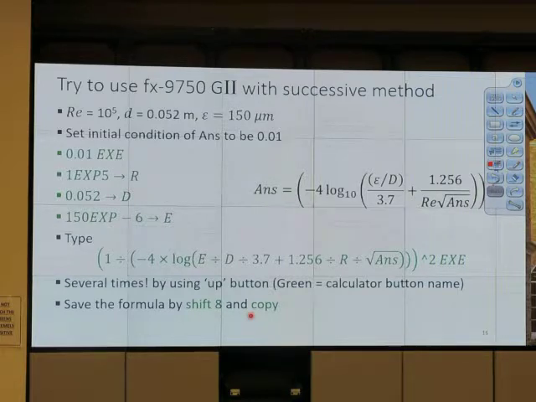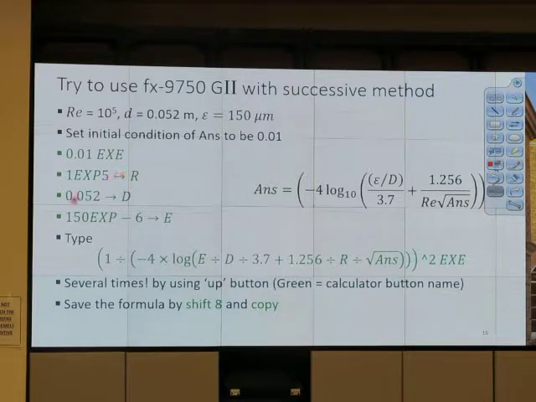Okay, the successive method is the one that you can do with a calculator. How do you type it? You put 0.01 and press the equal sign, or EXE over there. Then 1 EXP 5, which is 10 to the power 5, and put the arrow on this calculator. There's an arrow, and you put capital R over there. So this just tells you how to actually put it in the calculator.